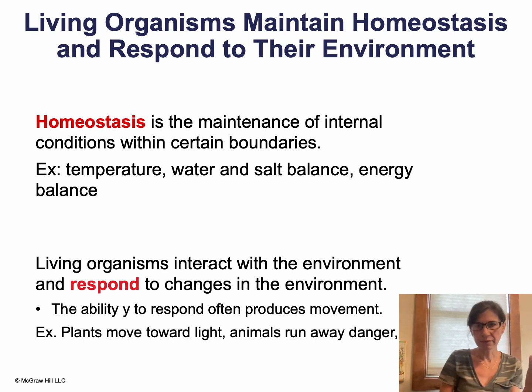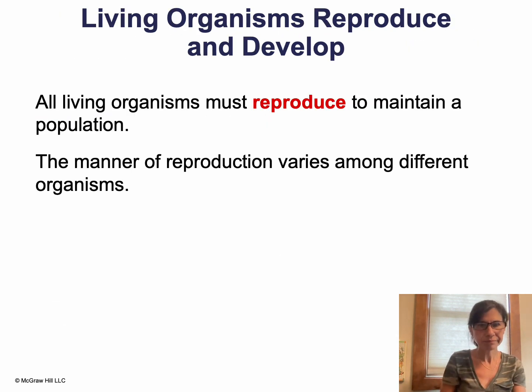If a plant needs to grow, it grows towards sunlight to obtain energy. That's a movement. Even fungi have little structures underground that grow towards dead matter and decompose it. So organisms often respond to their environment by movement. So they maintain homeostasis, and they respond to their environment.